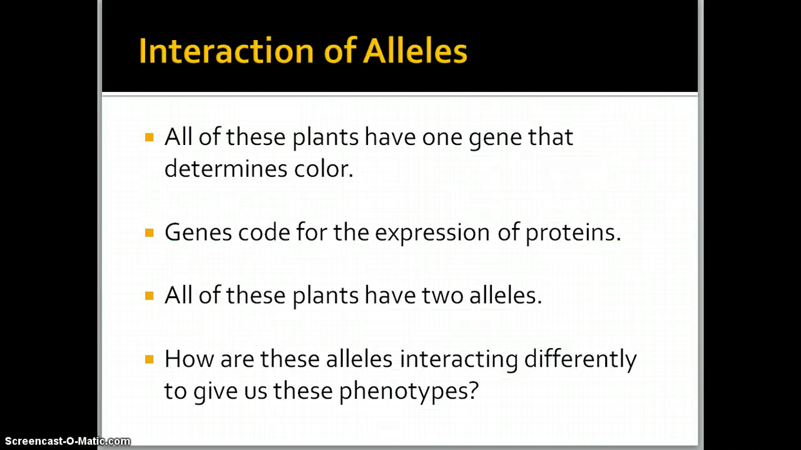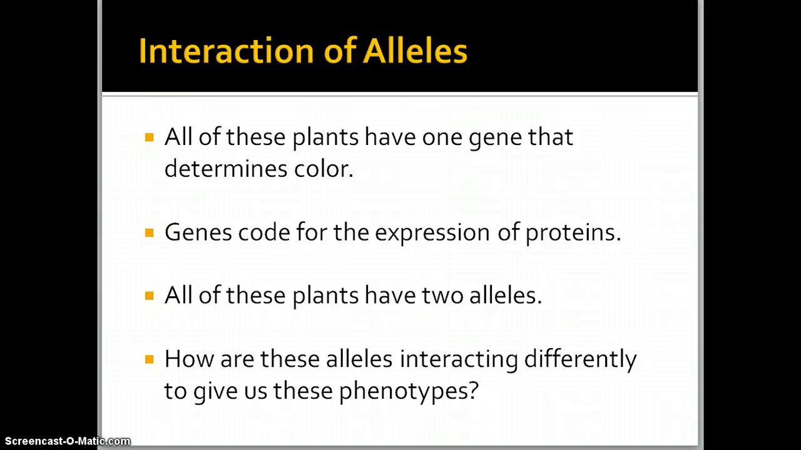Remember that the way that alleles interact could be different. All of these plants have one gene that determines color. The genes code for the expression of proteins, and in this case, the proteins would be pigment. All of these plants have two alleles for each of these genes. So what we want to be thinking about today is how these alleles are interacting differently to give us these different phenotypes.